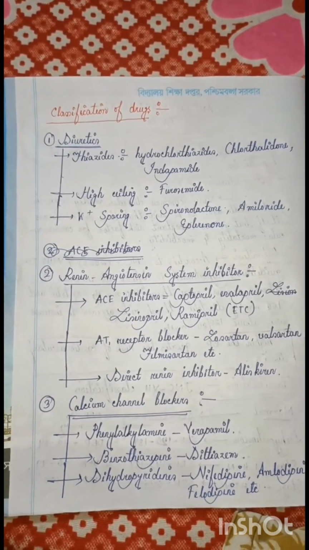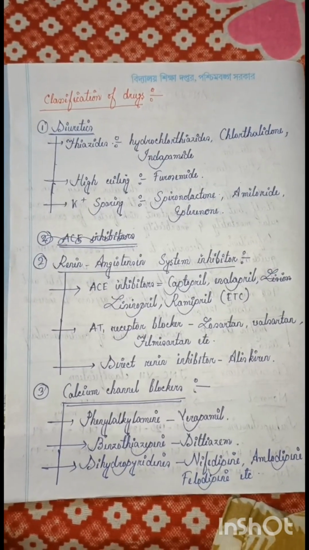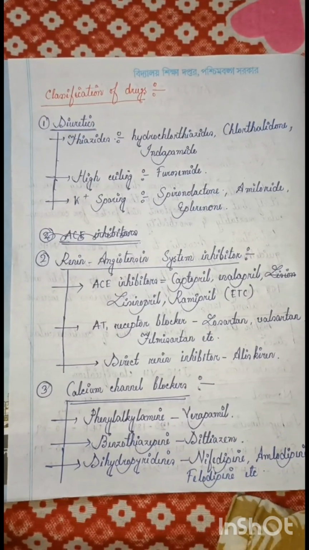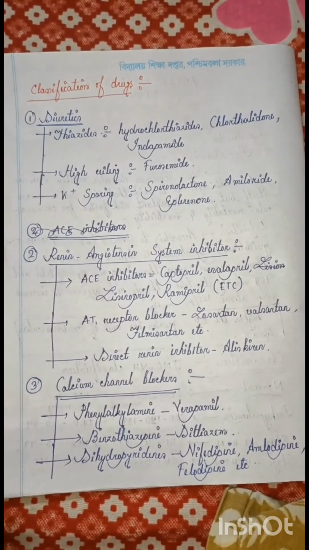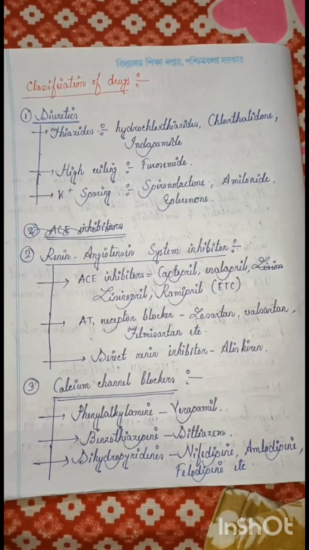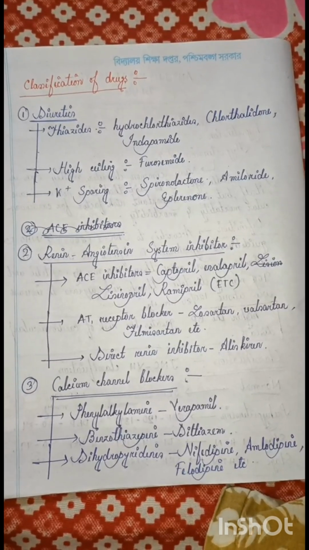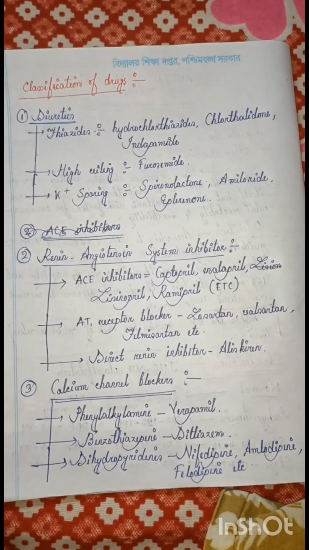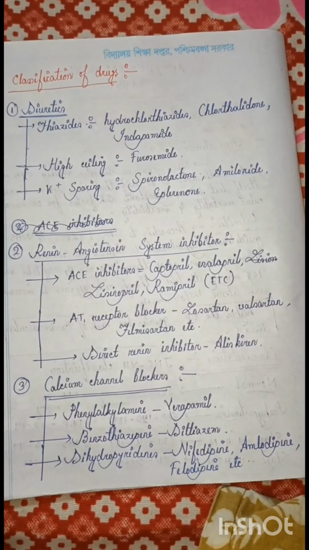Coming next, the renin-angiotensin system inhibitors. ACE inhibitors are captopril, enalapril, lisinopril, ramipril and many more. Then AT receptor blockers, that is angiotensin receptor blockers: losartan, valsartan, telmisartan, etc. Direct renin inhibitor: aliskiren. Calcium channel blockers are phenylalkylamine, benzothiazepine and dihydropyridines. Phenylalkylamine: verapamil; benzothiazepine: diltiazem; dihydropyridines: nifedipine, amlodipine and felodipine.